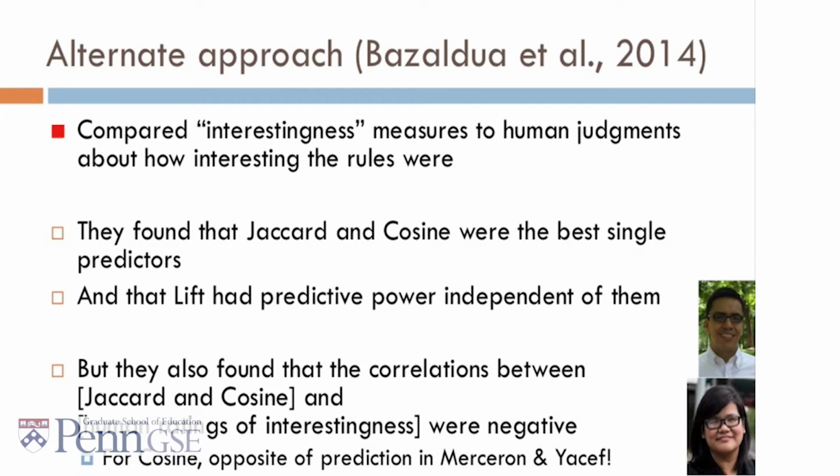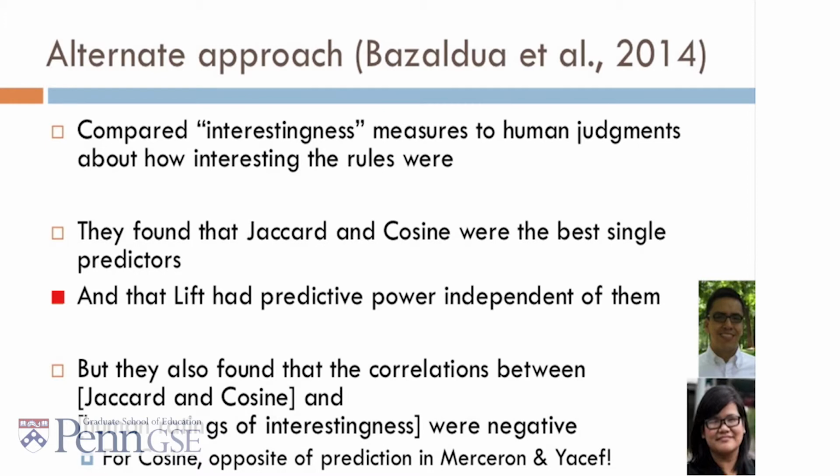Now, an alternate approach to interestingness was proposed by Basel Dua and colleagues. They compared interestingness measures to human judgments about how interesting the rules were. In other words, with these measures we say, this is interesting, but does it actually match what a human being thinks is interesting? They found that Jaccard and cosine were the best single predictors, and that lift had predictive power independent of them.